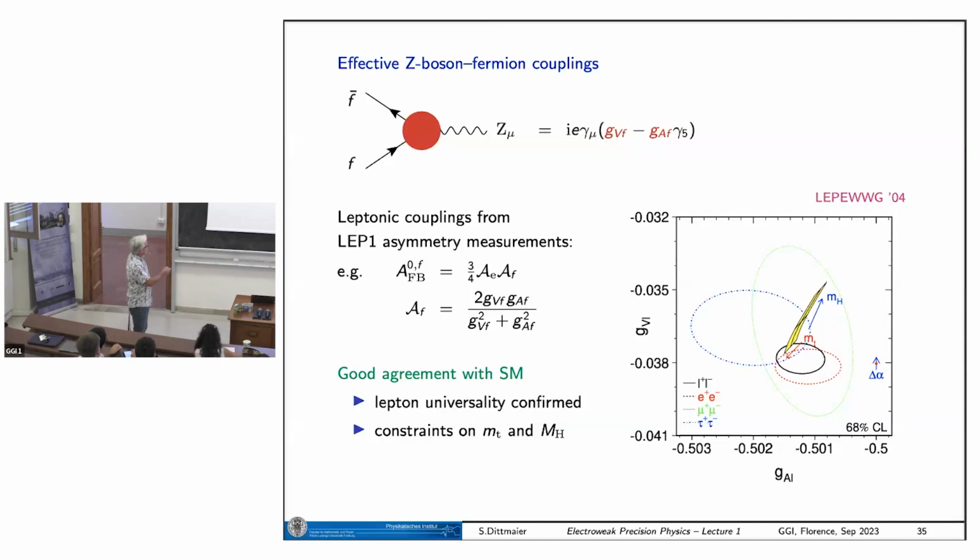For example, the forward-backward asymmetry for fermion anti-fermion production goes with a product of this factor for electrons and the final state fermion f. And you see, this is just sensitive to the ratio of those two. And this ratio you can then turn into something that looks like the weak mixing angle, just using lowest order relations.